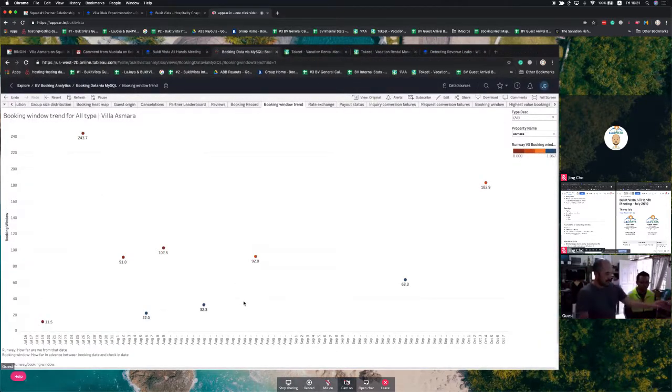Generally my booking window, I just kind of look at it. I have 11 days before, 22 days, 90 days, 30 days. I get really good booking windows. This is great. It means that people are really planning ahead. They're not just showing up last minute. I'll show you something that's pretty last minute.